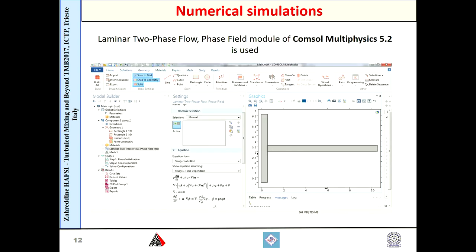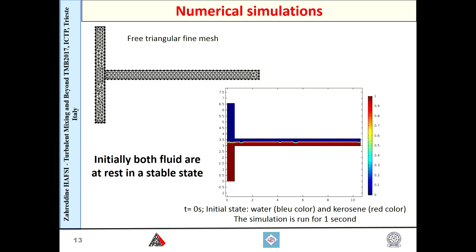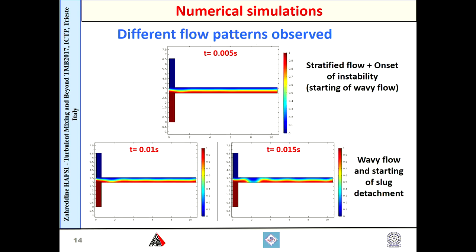Well, this is a snapshot of the laminar two-phase flow model of COMSOL Multiphysics. This is just a snapshot, it's not very important. What we did is a free triangular fine mesh. And this is our base state, at t equal to 0. We are filling the junction half filled with water, the blue one, and kerosene, the red one. Then we will apply a velocity from this side, and the same velocity value from this side. The simulation will be run for 1 second.